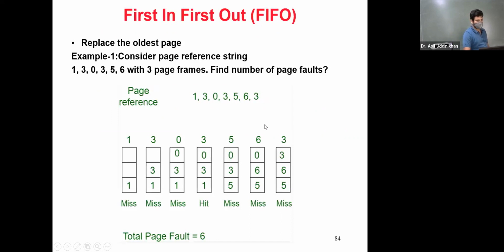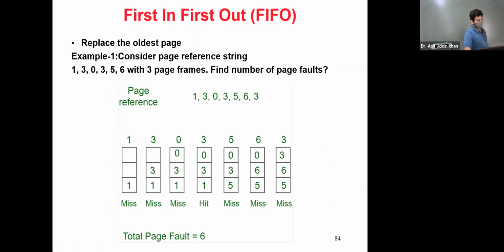So this is an example we just discussed in the last class. Suppose the processor requires these pages: page number 1, 3, 0, 3, 5, and 6 are required by the processor. And suppose there are 3 frames available for these pages in the main memory. So the number of frames is 3, and these are the pages required by the processor. And initially all the frames are vacant.